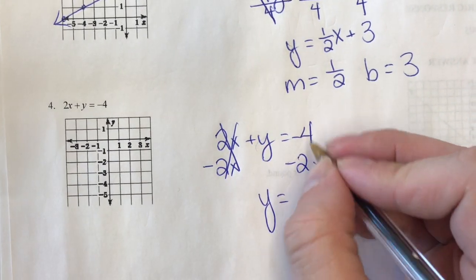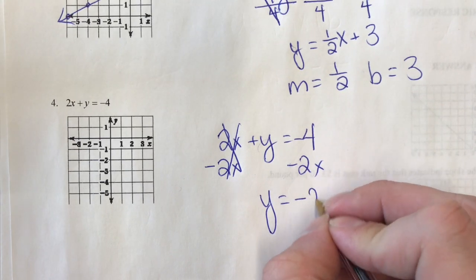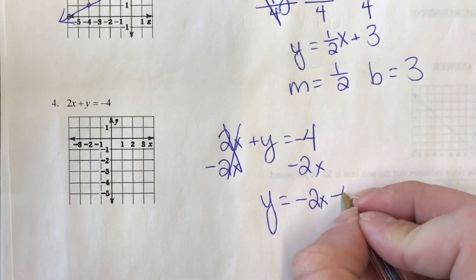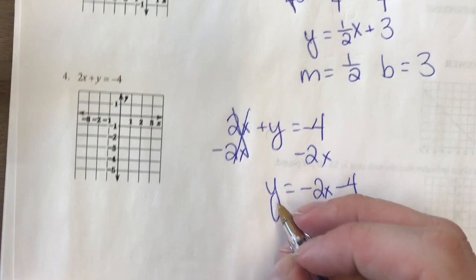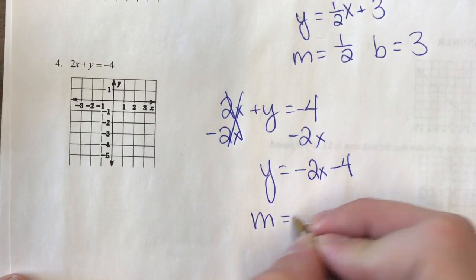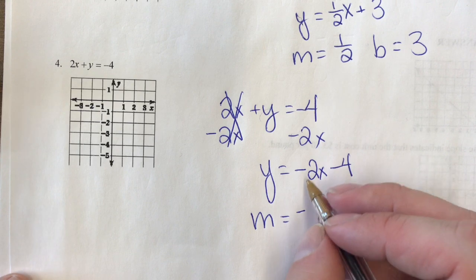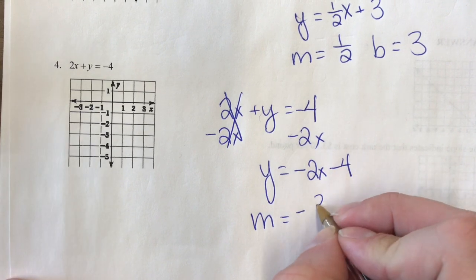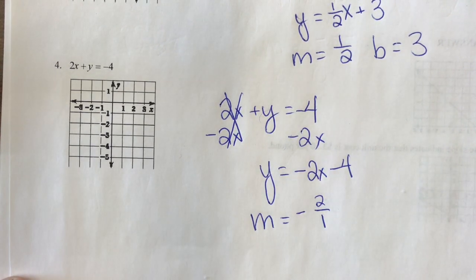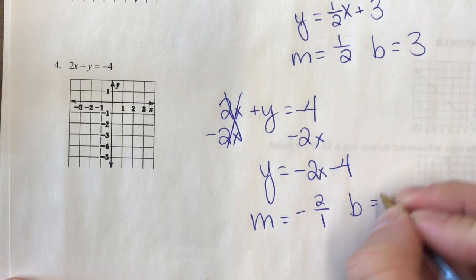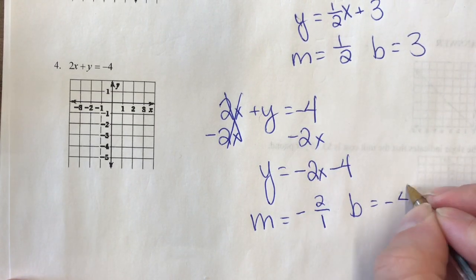Y equals -4 and -2x. I'm going to write it out in this order, -2x minus 4. Now y is all by itself. When y is all by itself, the number in front of x is my slope. Whenever you're dealing with slope, try to always make it a fraction. So if it's not a fraction, make it a fraction by putting it over 1. And my y-intercept is the number that's floating around, so -4.